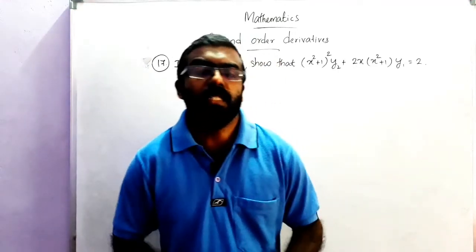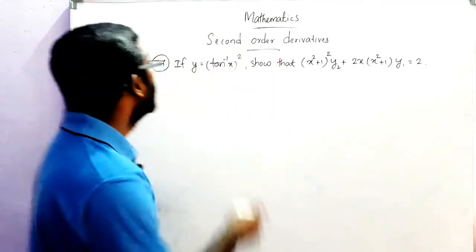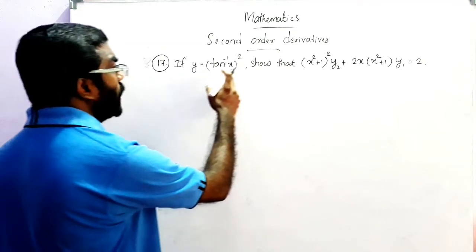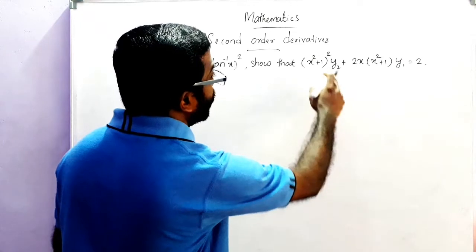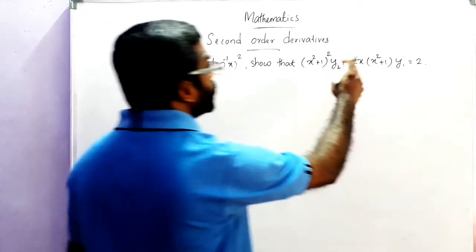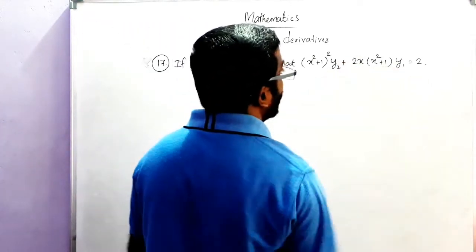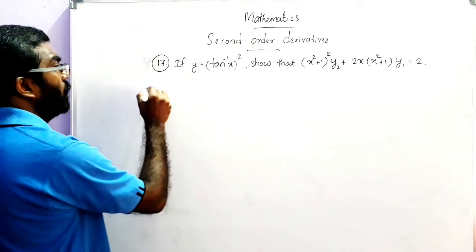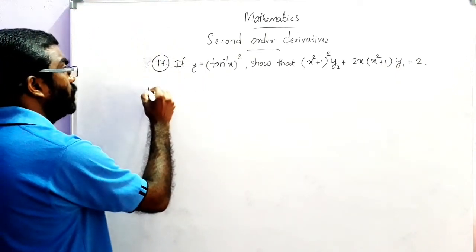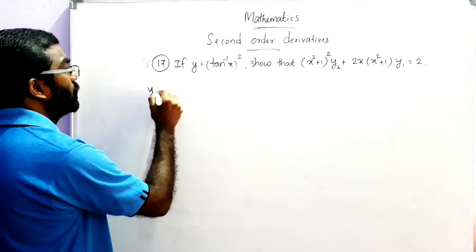Now we move on to the last question in this exercise. If y is equal to tan inverse x the whole square, show that x square plus 1 the whole square into y2 plus 2x into x square plus 1 into y1 equal to 2. Okay. So given y is equal to tan inverse x the whole square.